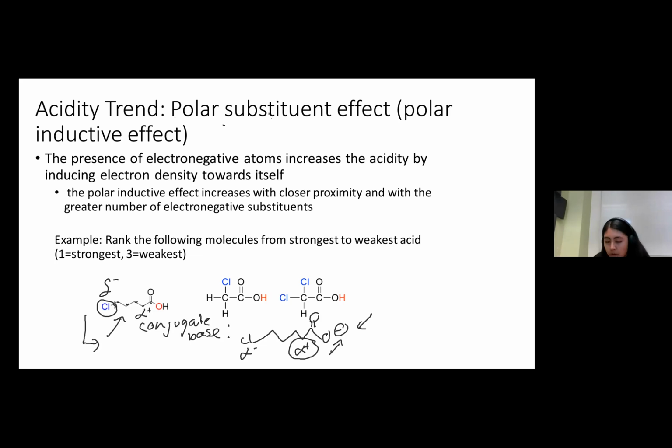So the reason why it stabilizes it is because the partial positive is going to share some of those electrons, right? And then kind of make it less strongly negative, right? So it's going to be less reactive, so it's more stable. So again, more stable, more acidic. Are there any questions so far?